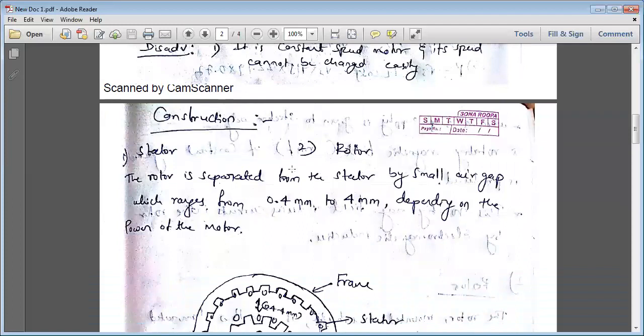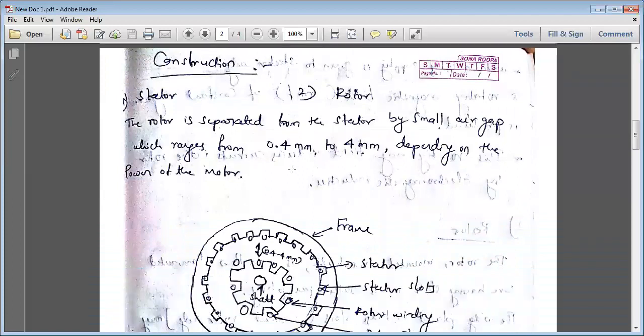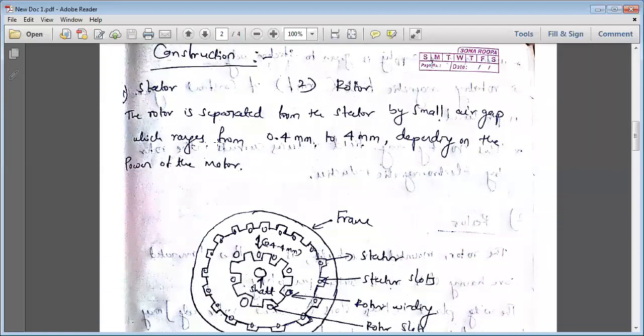So let us discuss the construction of a three-phase induction motor. As I said earlier, in the construction, the parts of the machine, there are two major parts. One is the stator part and the second one is the rotor part. Stator means it is a stationary part of any machine. The rotor means it is a rotating part of any machine. So that is rotor and that is stator.